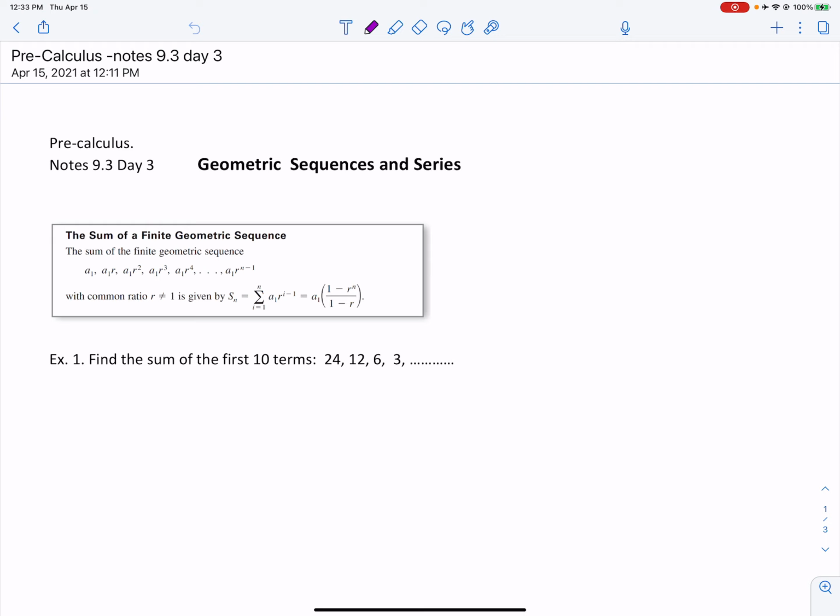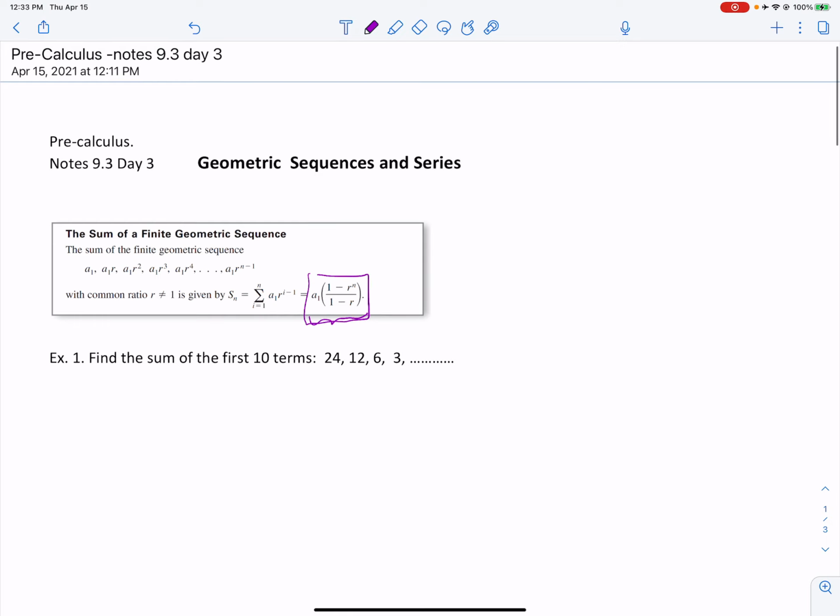Pre-calculus 9.3, day 3. We are looking at geometric series, and series are where you take the terms in a geometric sequence and you add them up. And so the formula that we arrive at for summing a finite number of terms is shown right here. And that's for a finite sum, when you want a specific number of terms.